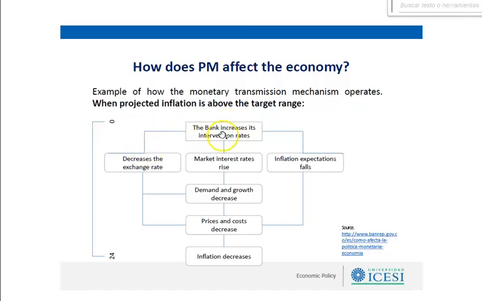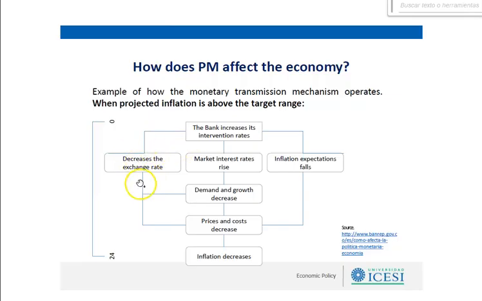The first one is if the intervention rates increase, then capitals will flow in because our interest rate is attractive. They are higher than maybe in other countries. So capitals will flow in, which will make our currency appreciate, which means the exchange rate will revaluate.